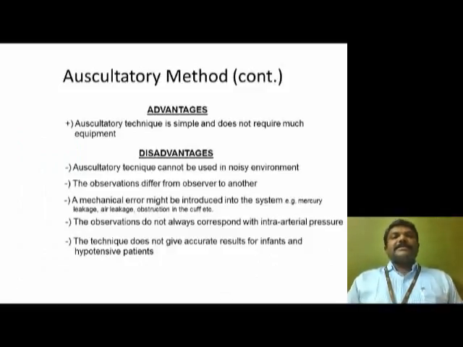Yes, the advantage is very simple. It doesn't need much electronics or much sensing mechanisms. But the disadvantage is that, since it's a sound, you can't use it in a noisy environment. The value changes from observer to observer. Say one person will be detecting at 120, maybe the other person will be detecting the same thing at 122. So there will be a manual error. And there are other drawbacks in this oscillatory method. As I told you, these two methods are very basic methods.